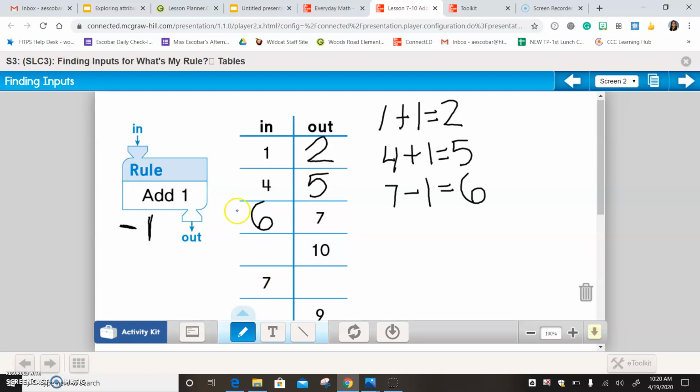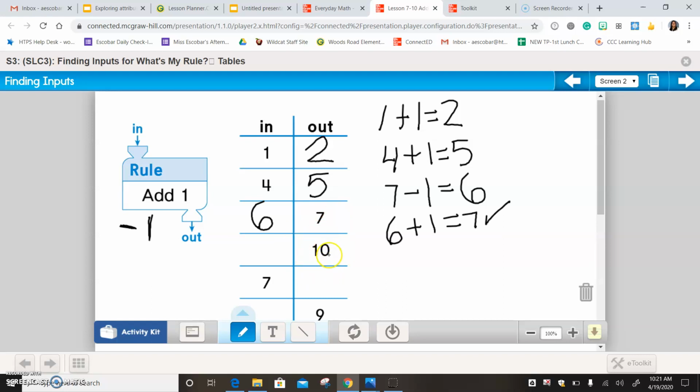Now I'm going to make sure that makes sense. So let me go back to my in number. So I'm going to use the function machine. So if I put 6 in and add 1, out would come 7. Does that make sense? Does 6 plus 1 equal 7? It sure does. So that works. So let's do the other one.